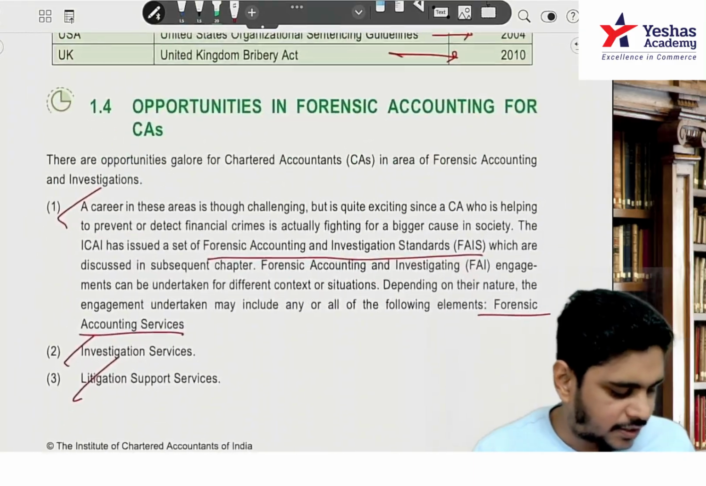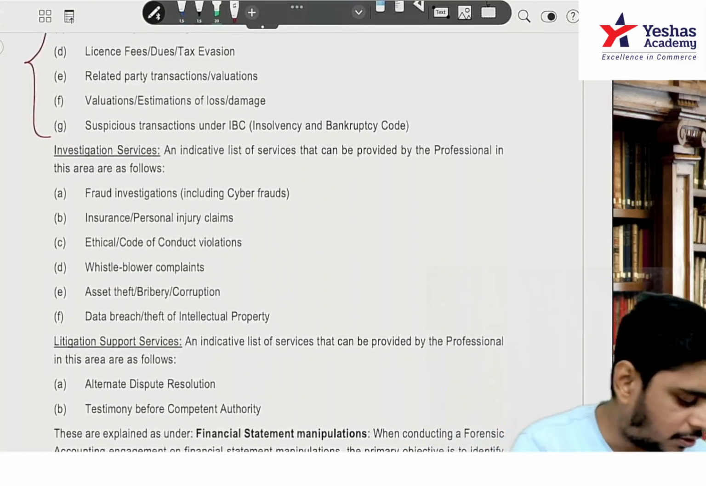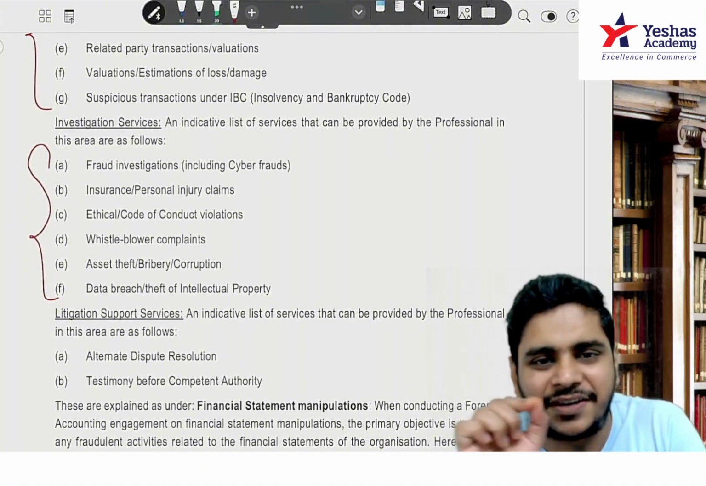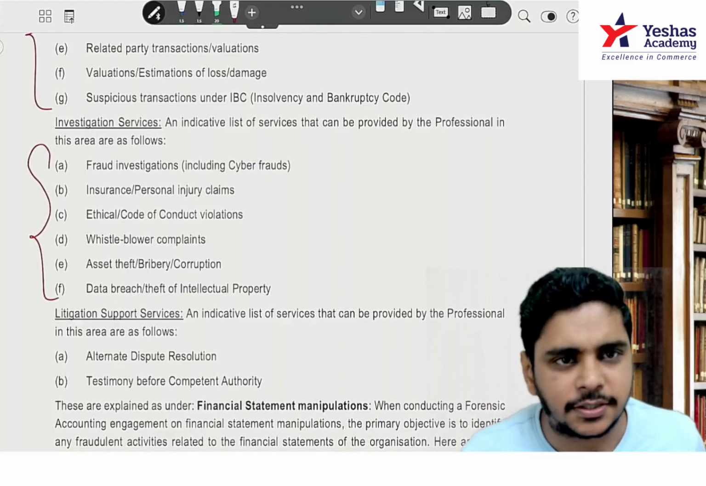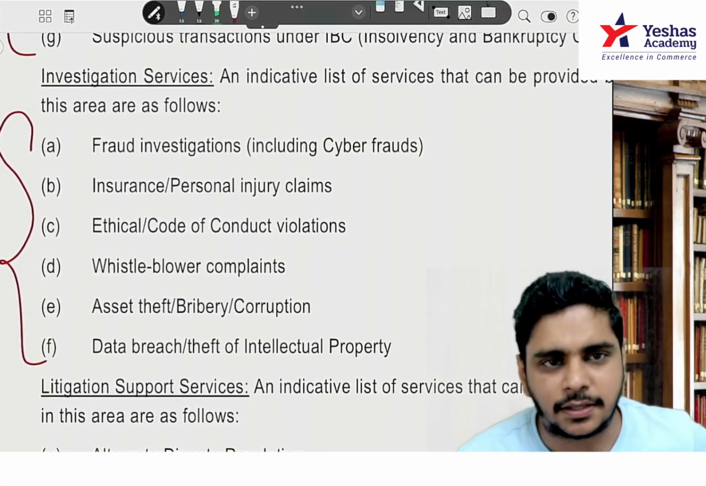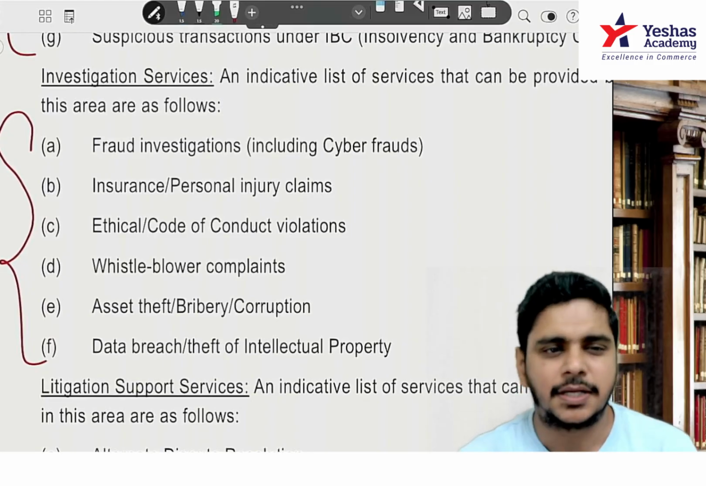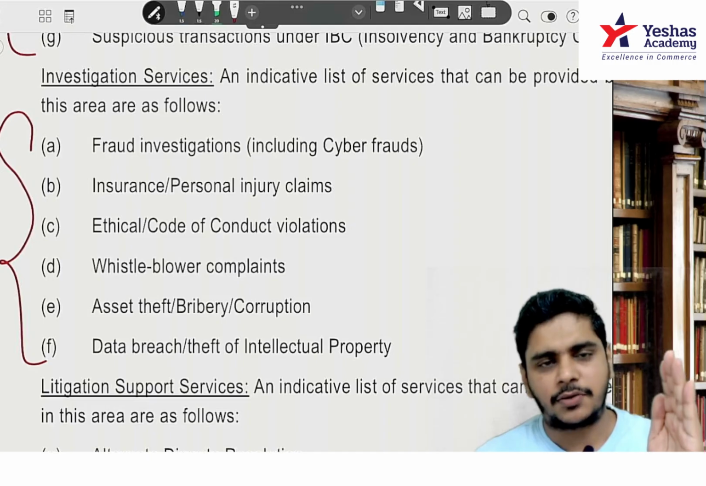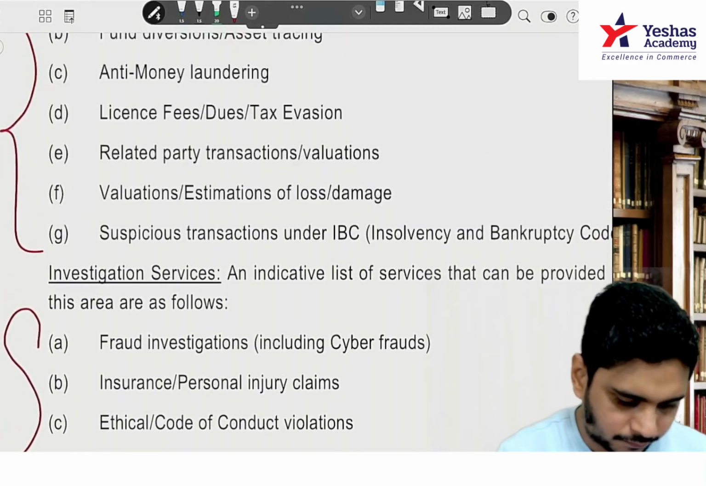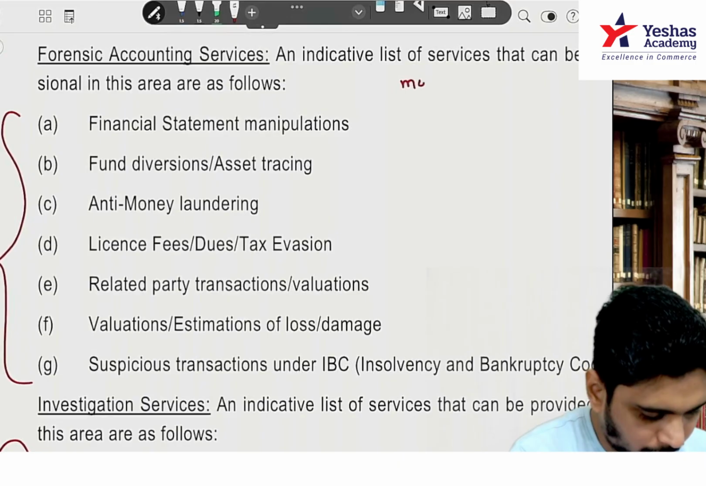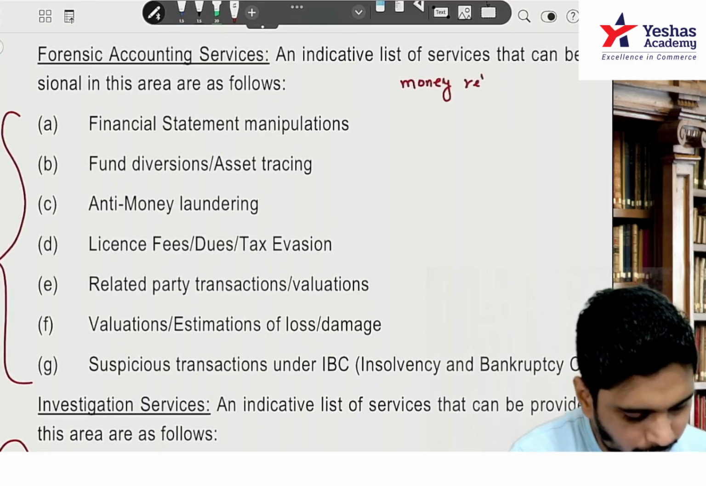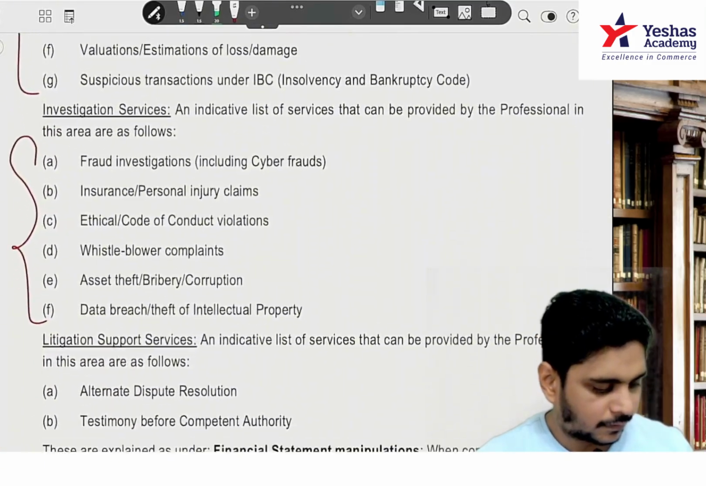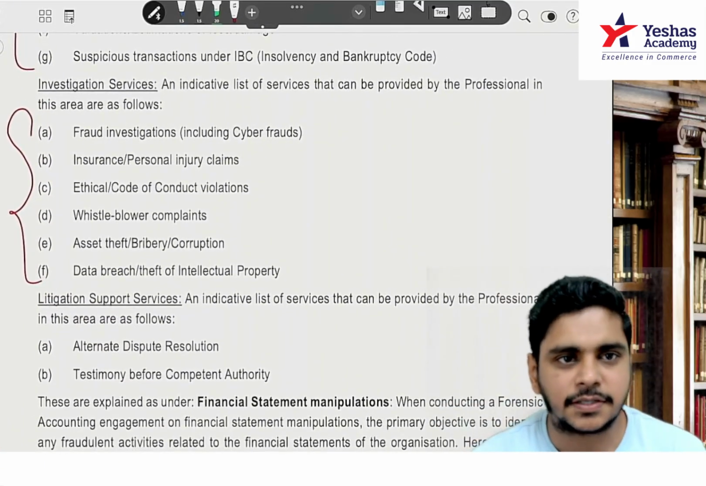Second is investigation services. You can give investigation services: fraud investigation, including cyber frauds, all fraud-related things. Insurance and personal injury claims, ethical code of conduct violations, whistleblower complaints, asset theft, bribery, corruption, database. All these will come in investigation. So forensic accounting is related to money, so write here: money related. Investigation services is related to investigation.